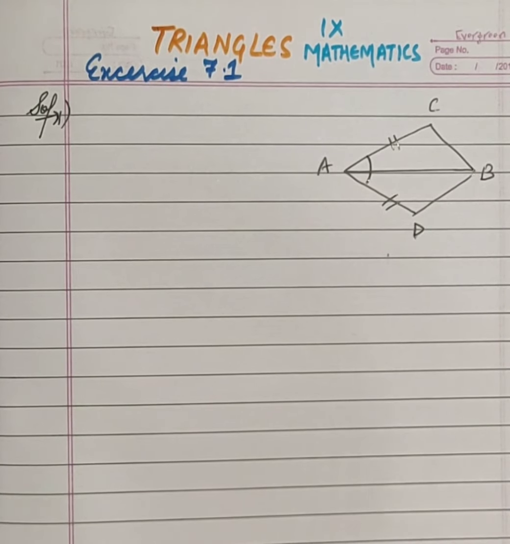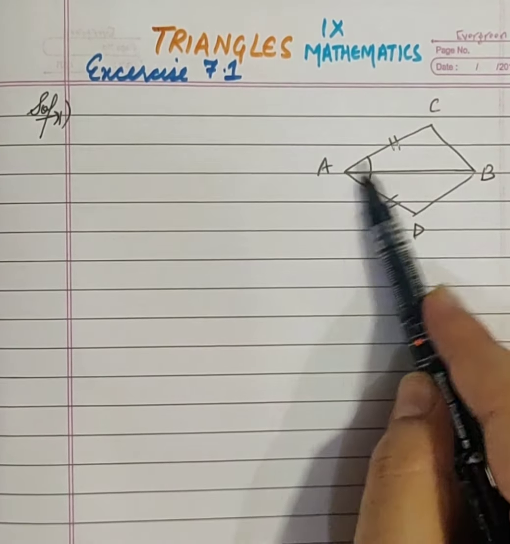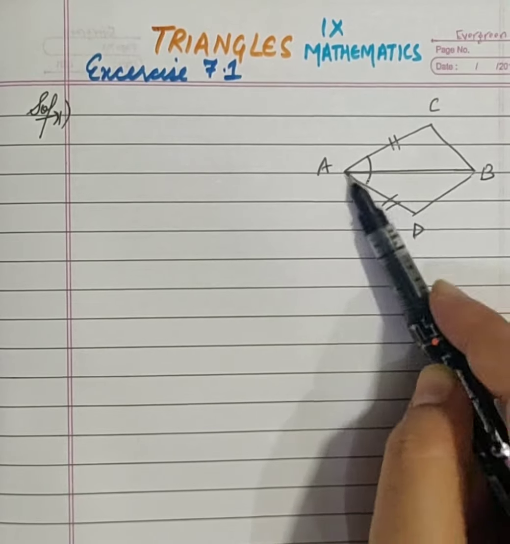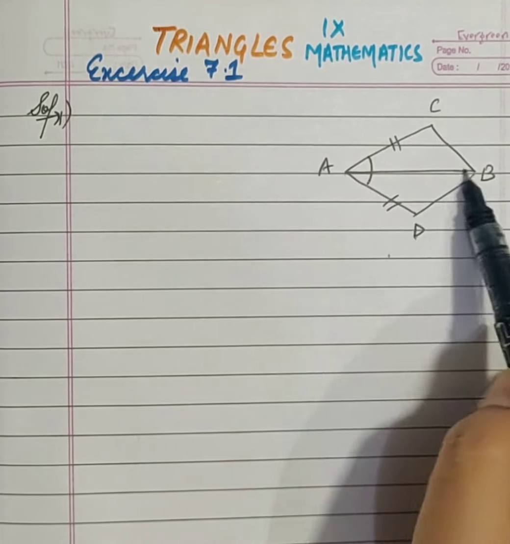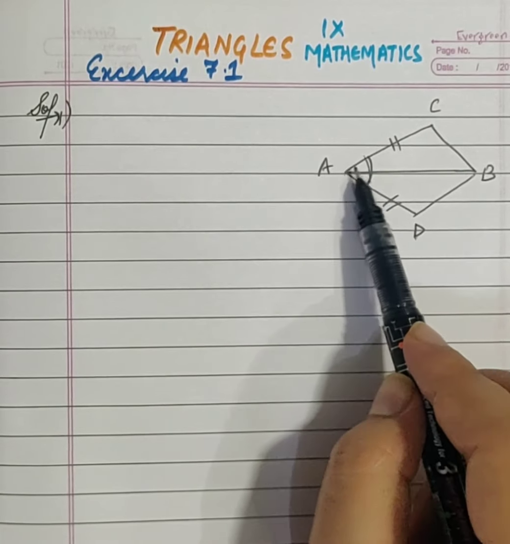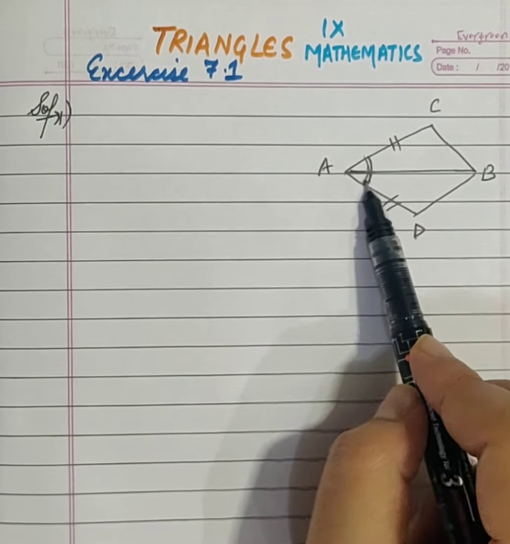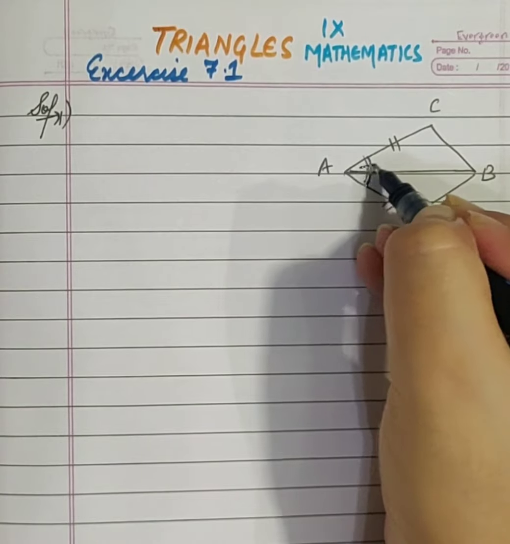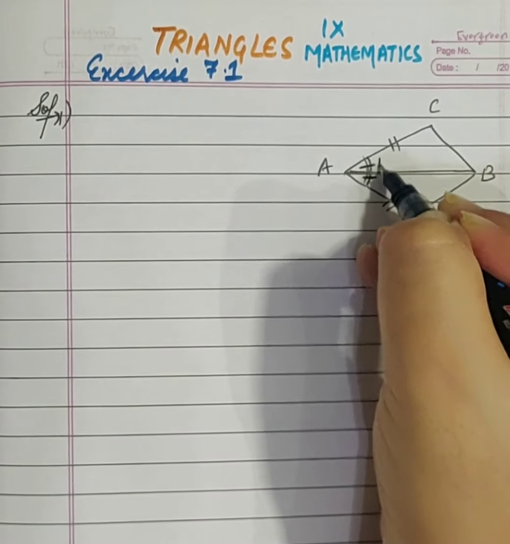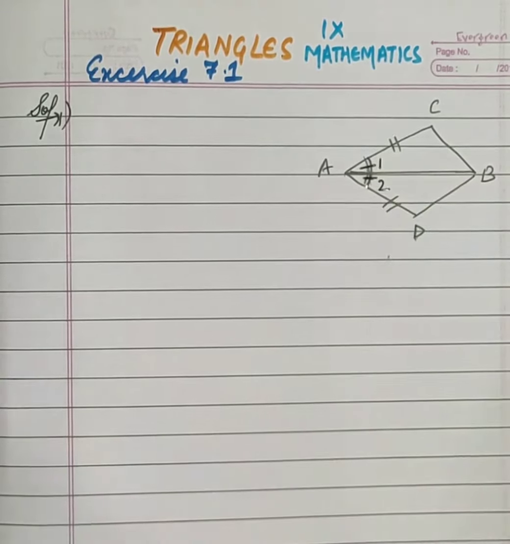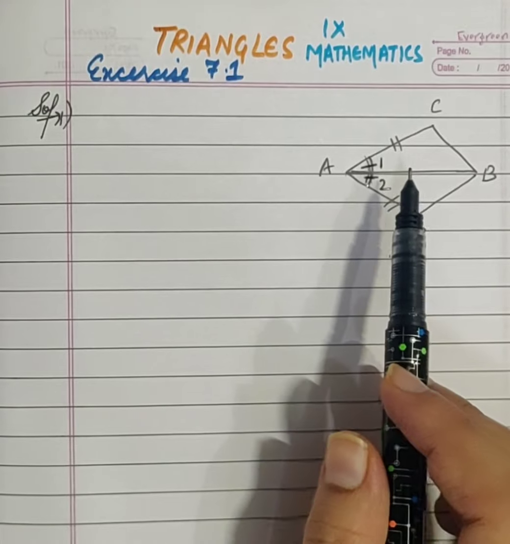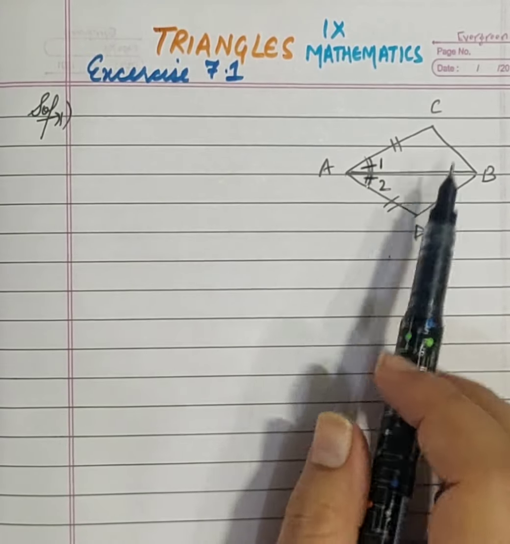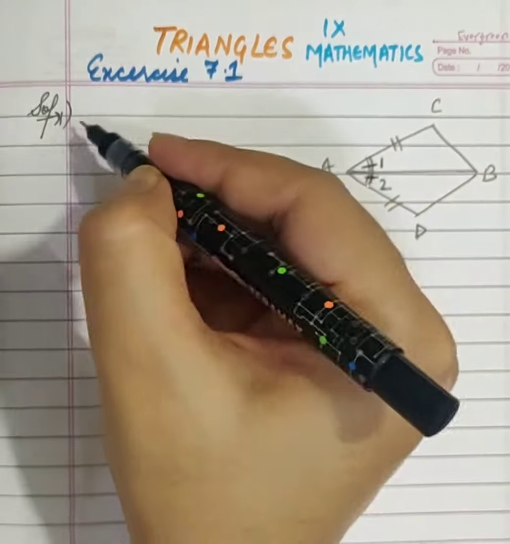Now let me read out the question first. In quadrilateral ACBD, AC is equal to AD and AB bisects angle A. Now if AB is bisecting angle A, that means this angle would be equal to this angle. I'm naming it as 1 and this as 2. So angle 1 and angle 2 will be equal. Show that triangle ABC is congruent to triangle ABD. So we need to show these two triangles are congruent.